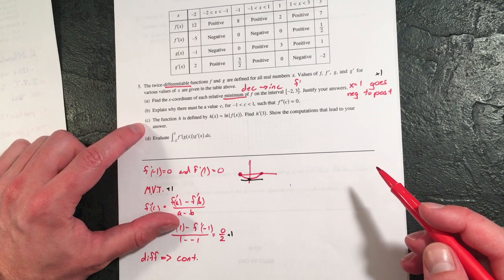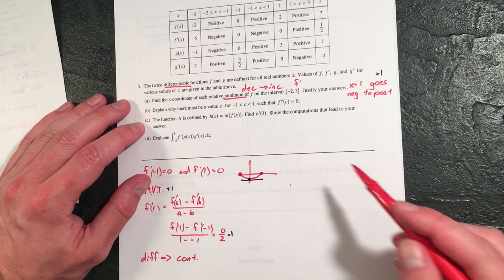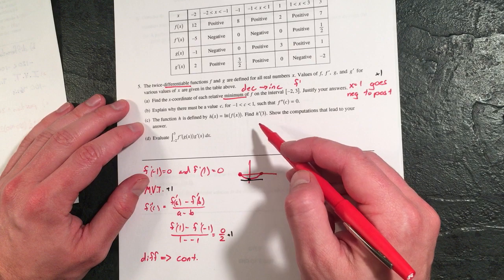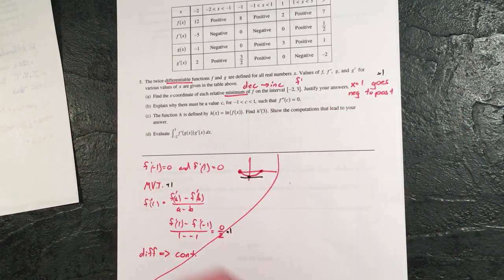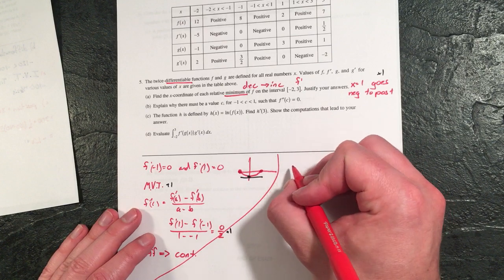Okay, they give us some weird function h, and they ask us about the derivative. So I really like these questions because it doesn't actually involve you having to do any other parts in it correctly. You could just jump here.